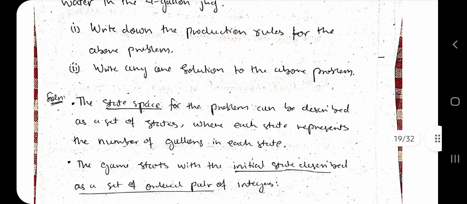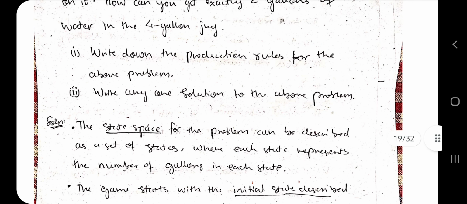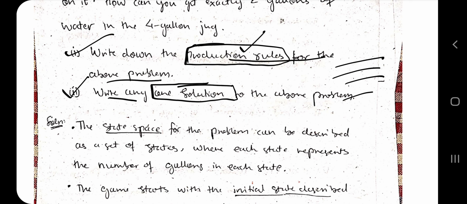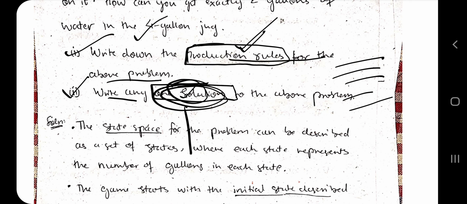Okay, write down the production rules. See the question what they have asked: write down the production rules for the above problem. First you have to define what the production rules are, then write down any one solution to the above problem. Production rules can be one set of rules, but you can have n number of solutions. It is possible that there might be no solution, just one solution, or multiple solutions. So any one solution you have to write. For this problem there is a solution. They have asked for one solution, so you can write any valid solution. Two things: production rules and solution.